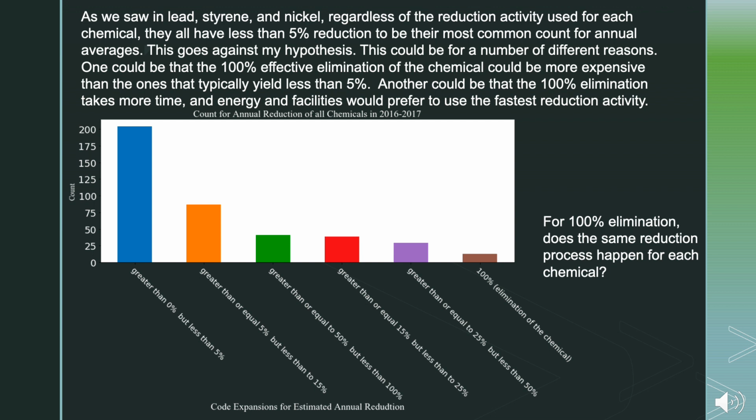To find out more about this, we're going to have to use Python to slice where in the table there was 100% elimination, the chemical used, and the method used. From here we can see if there are any trends.